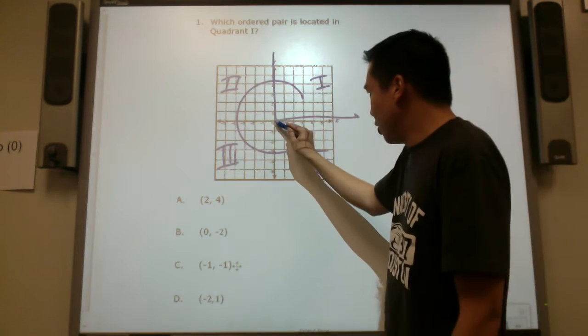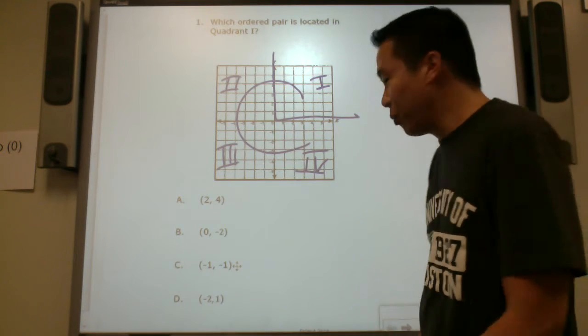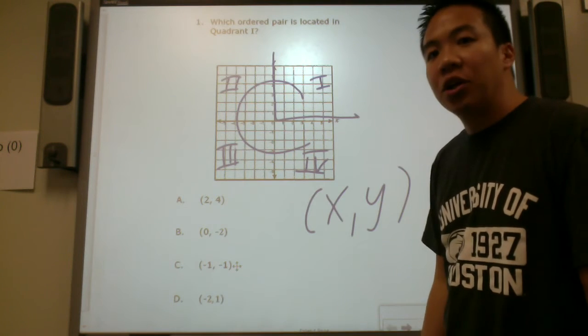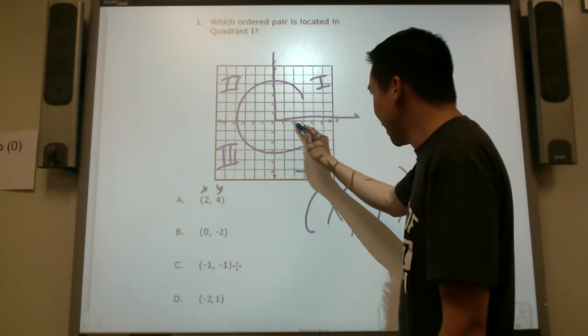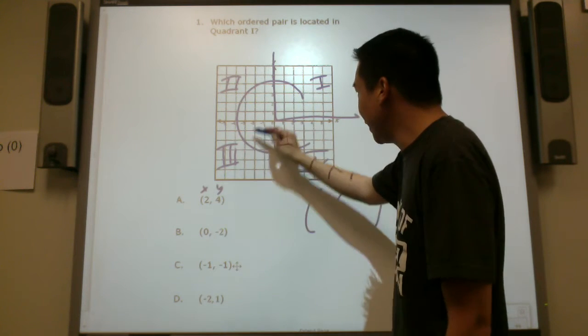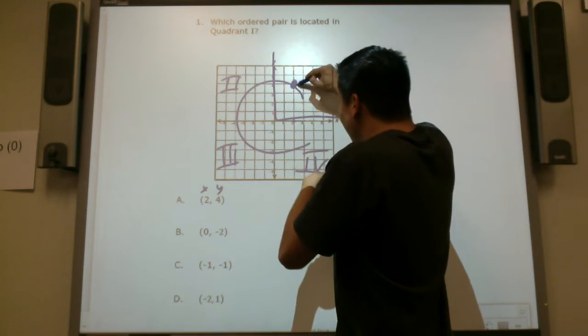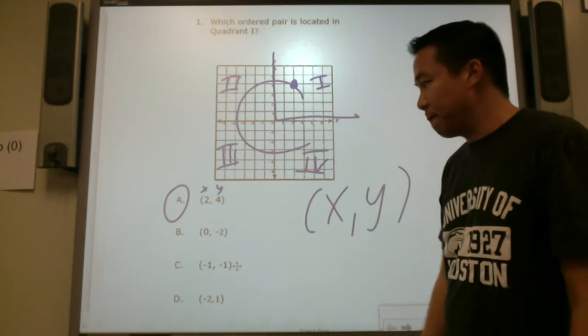Let's graph it. Remember, how do you graph a coordinate point? X, Y. The first number goes to X, the second number goes to Y. So here's the X. You go to X 2 right here. Y is 4. Y 4 is right here. So right here. Answer is A. It is in quadrant 1.